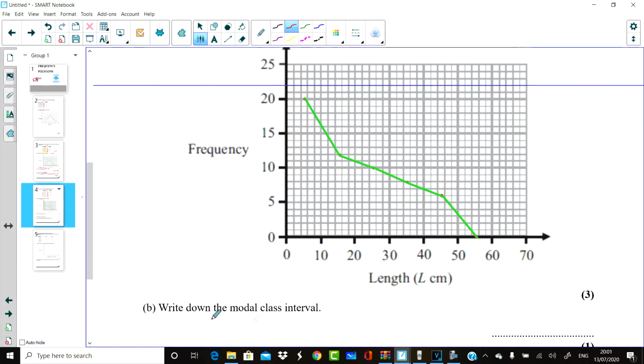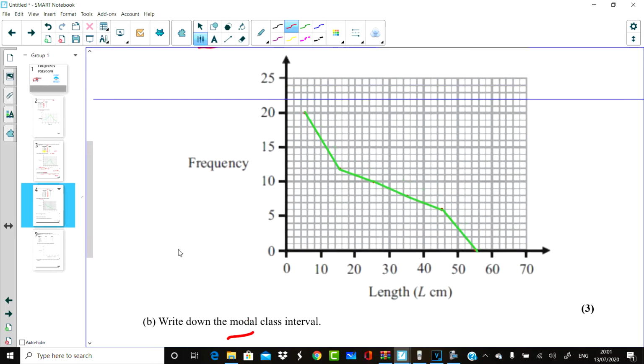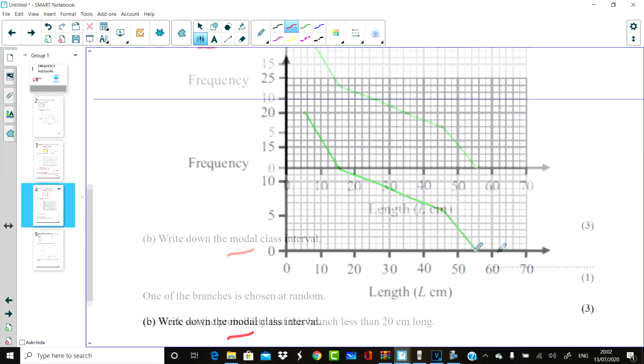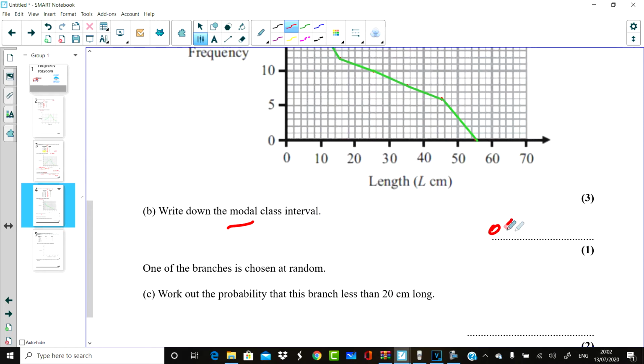Part B again says write down the modal class interval. So if we go back to the top, the number that occurs the most often is going to be the biggest number here, so that's 20. And if we look to the left column, that's going to be the first class interval. So the length is in between 0 and 10. So we're just going to copy that down. So length is in between 0 and 10.